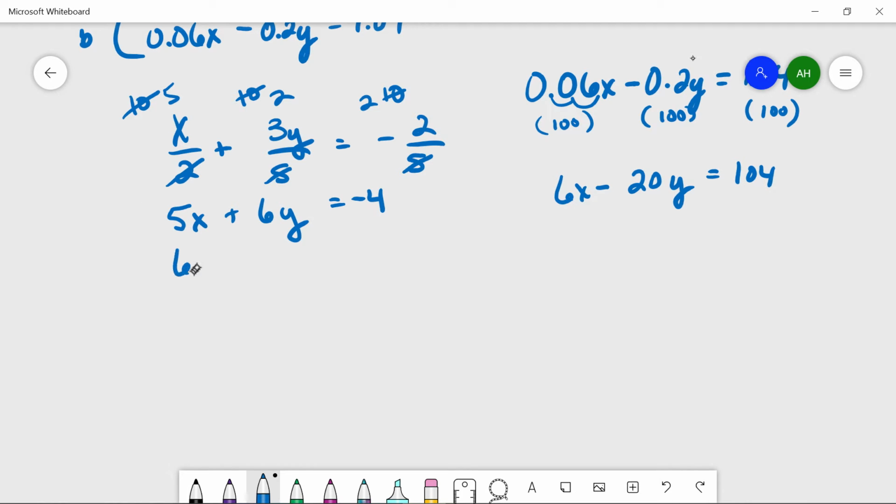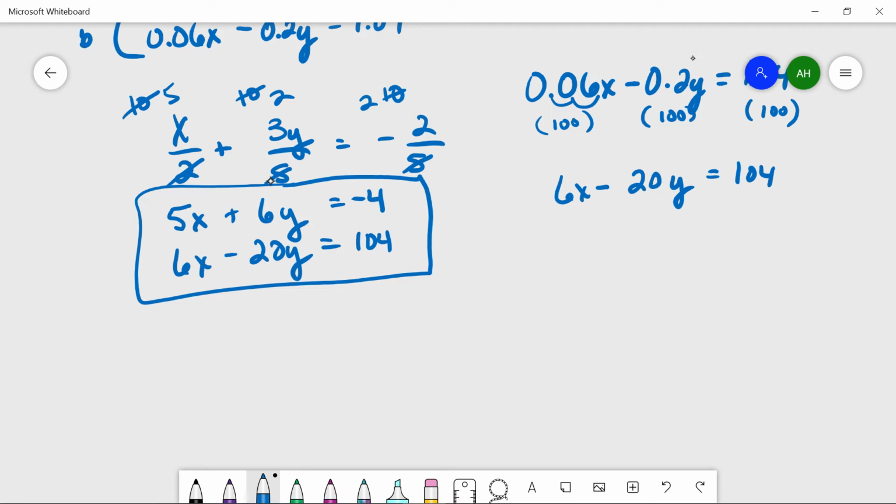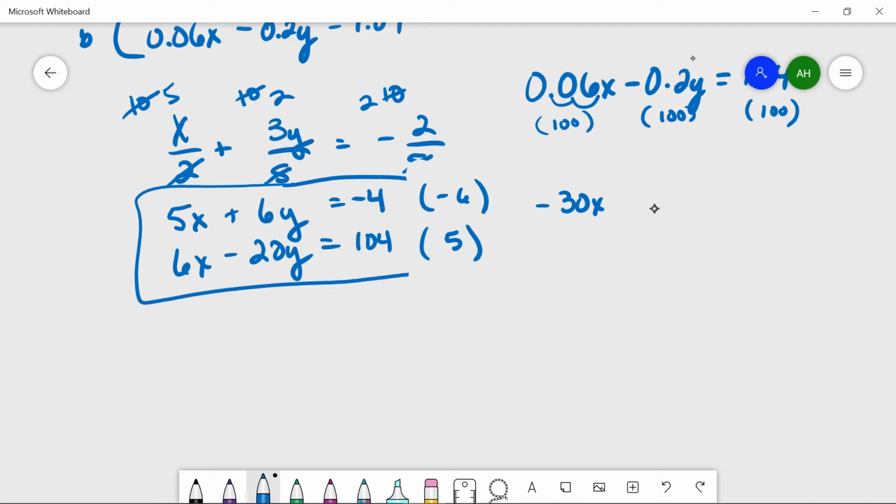So my two equations now: 5x plus 6y equals negative 4, and 6x minus 20y equals 104. All right, so these are what I'm working with. So now it's just the idea of using either elimination or substitution. All right, so let's multiply this one by negative 6. Let's multiply this equation right here by 5. Okay, so there, the negative 6 times 5x gives me negative 30x. Negative 6 times 6y gives me negative 36y. And then the negative 6 and the negative 4 is going to give me 24.